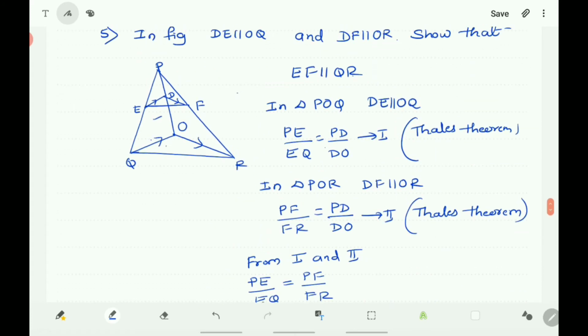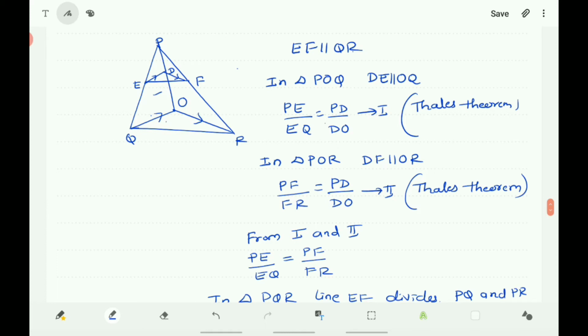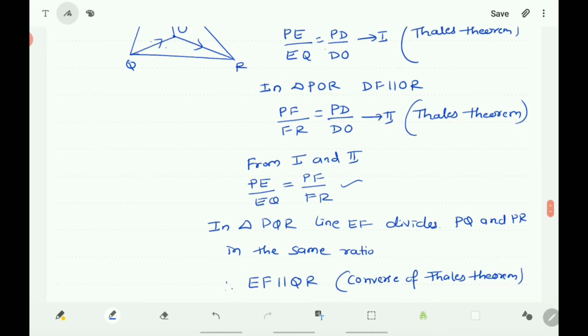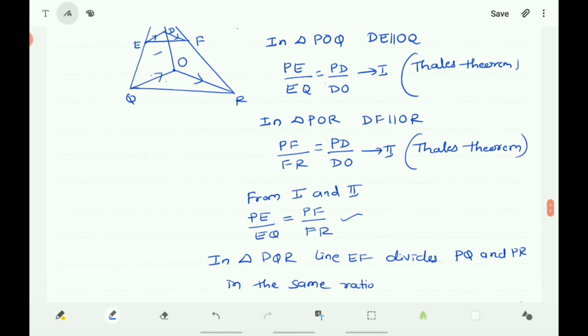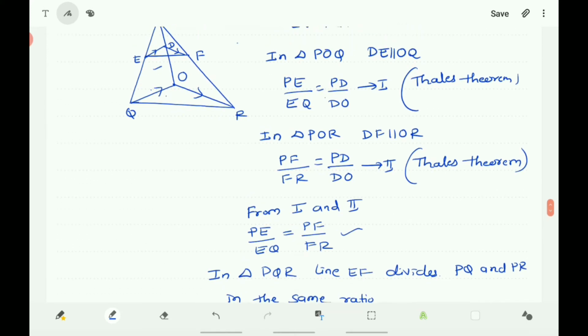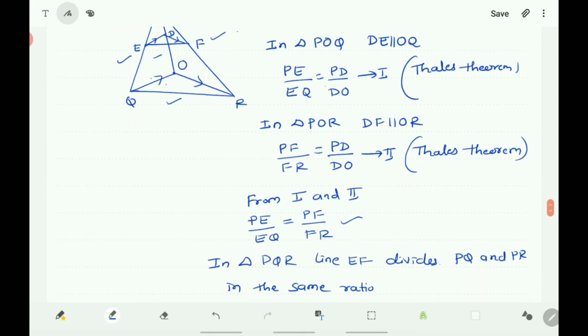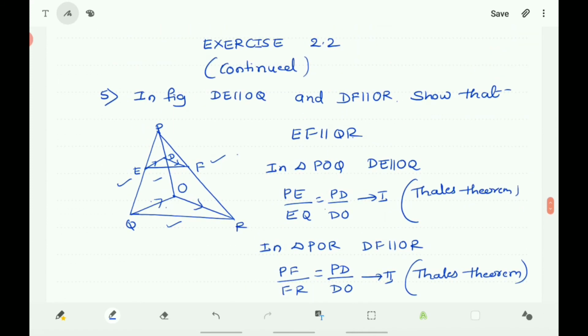So here you applied the Thales theorem to the two triangles POQ and POR and you got the result that the ratios are equal in triangle PQR, that is, PE by EQ is equal to PF by FR. According to the converse of the Thales theorem, when a line divides any two sides of a triangle in the same ratio, that line is parallel to the third side. So here EF divides PQ and PR in the same ratio, therefore it must be parallel to the third side QR. So you got EF is parallel to QR. That is what you have to prove here.